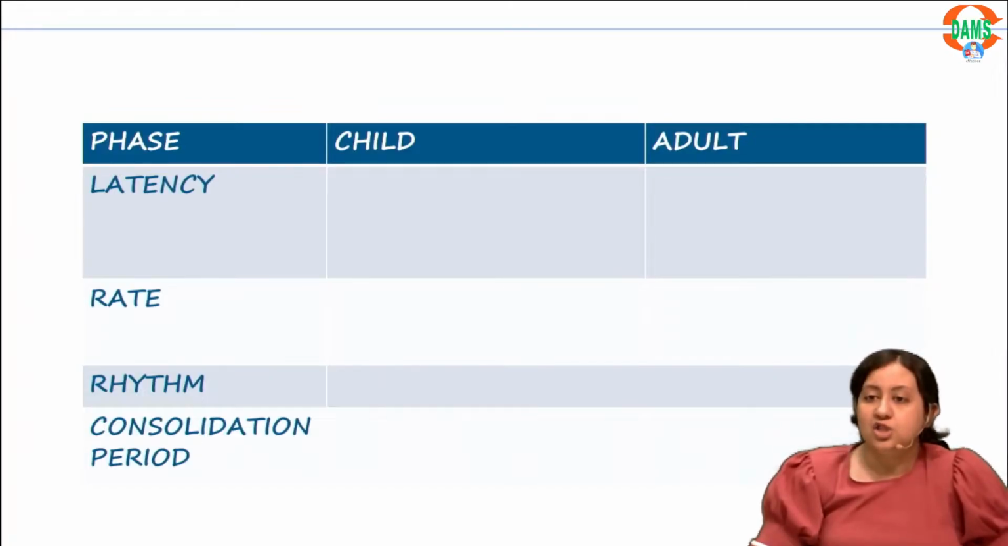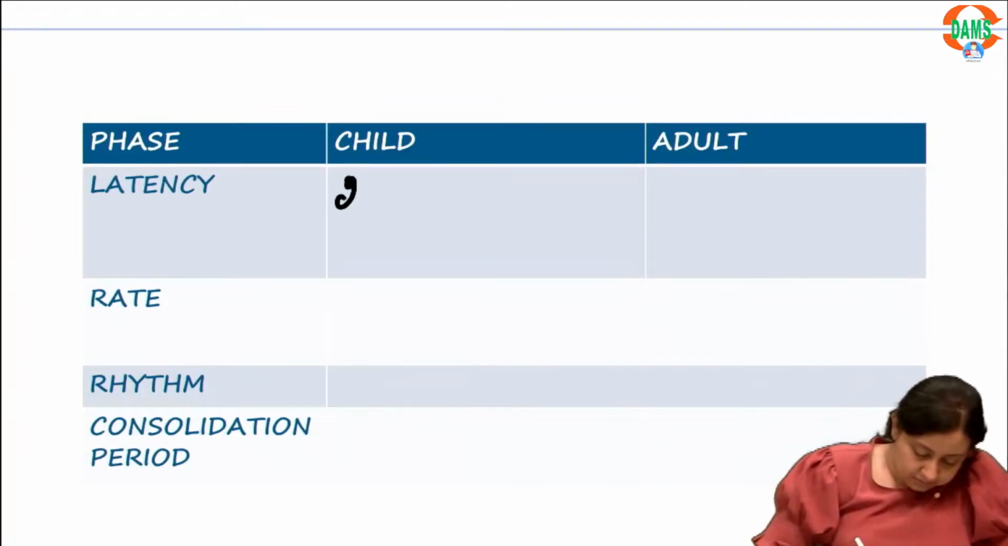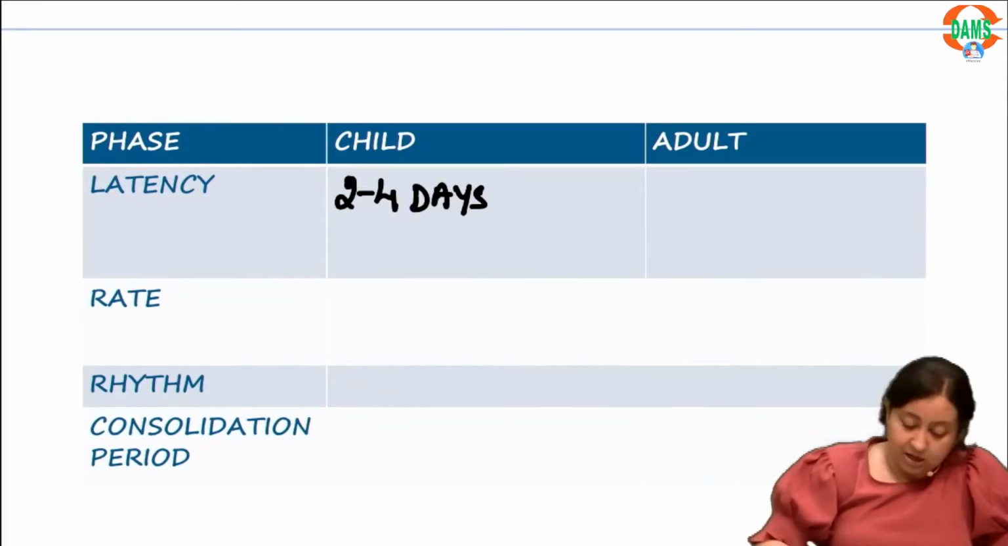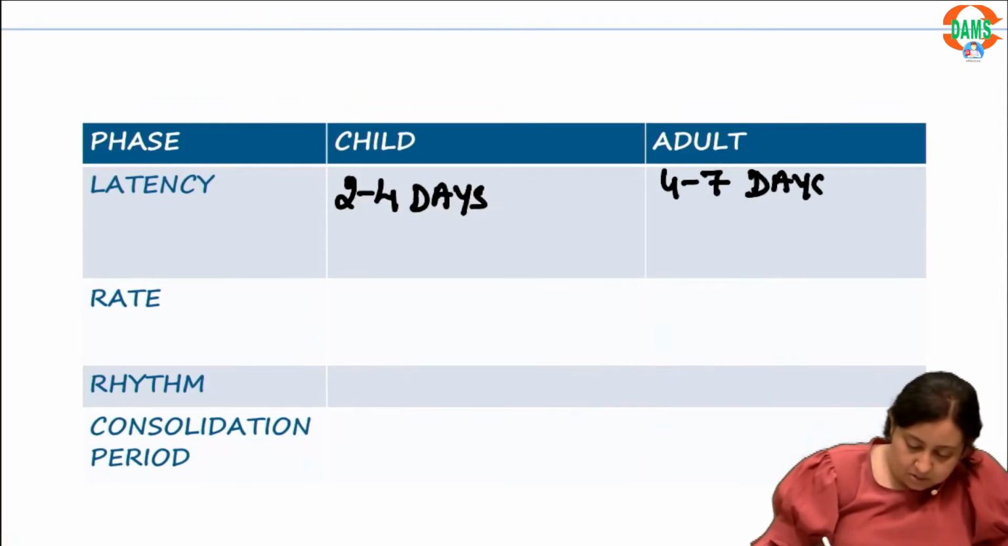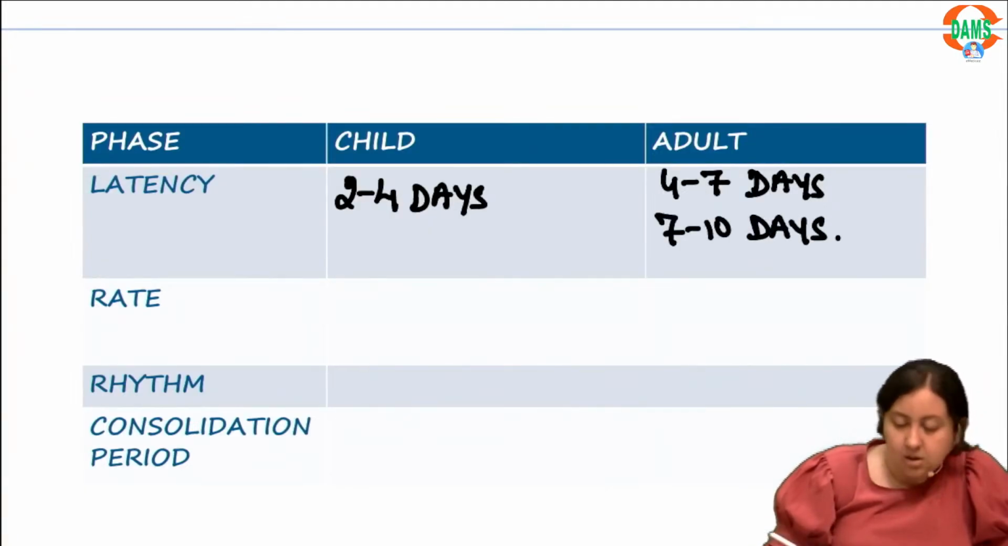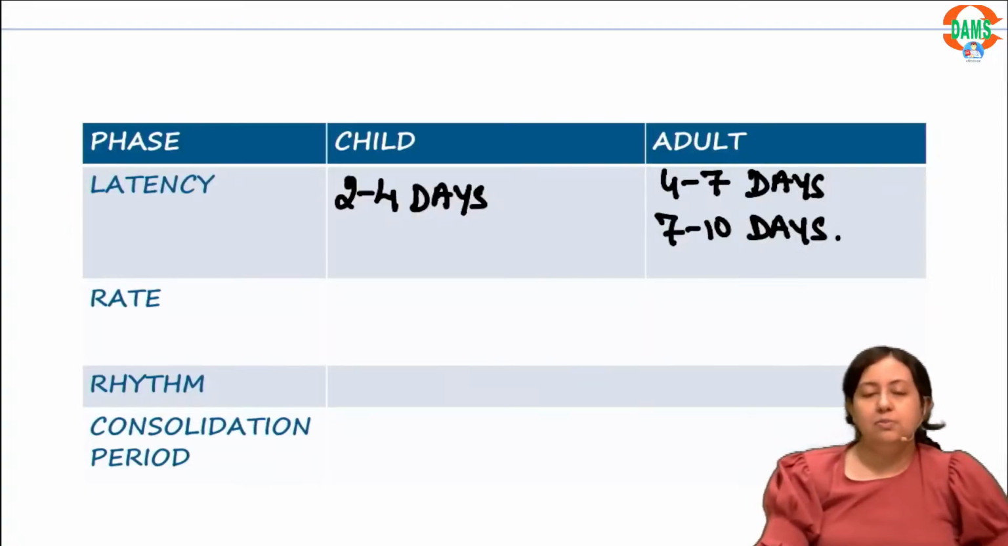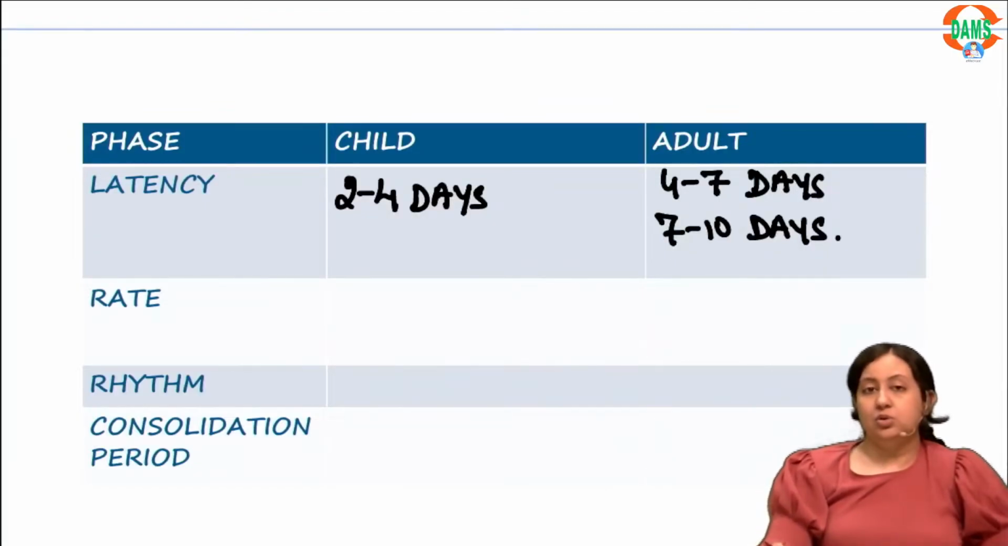For a child, the latency period is 2 to 4 days. For adults, it can be 4 to 7 days or 7 to 10 days. Students, point to note, please go with the option which contains the value 7 for adults, because 7 is common to both the ranges.